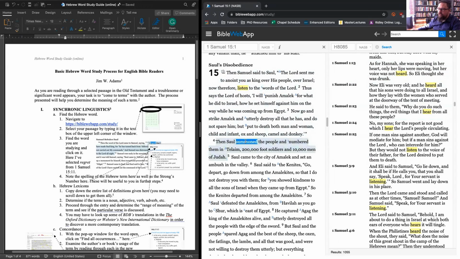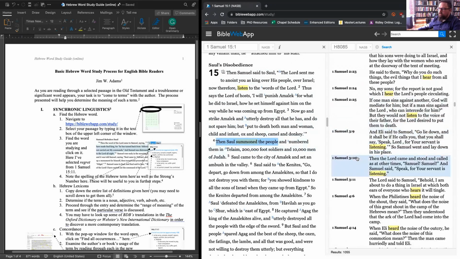We have a repetition of the same word. Saul is listening to them. And what's he been told? That the Lord sent me to anoint you as king over his people, over Israel. Now, therefore, listen to the words of the Lord. Well, the next time that Shema occurs, Saul is Shemaing the people, not Yahweh. So that is kind of a big deal, right?